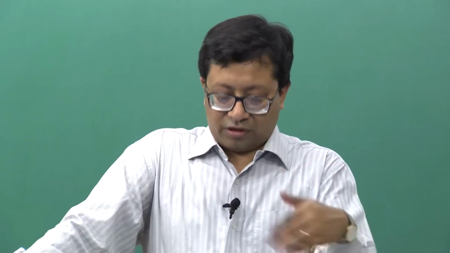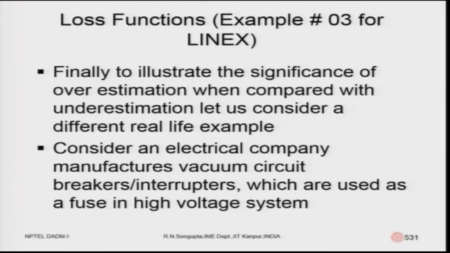So, in case you had overestimated it, made it at 14, obviously you would have stopped working on the machine after the 14th month and changed the circuit breakers, hence your initial production could have been high, but in case there is a catastrophic loss, the overall loss would have been much higher because the probability would be much higher as it is 14 and not 12. So, in this case you will be tempted to take the value of A in such a way that overestimation would be more penalized. So, let me read it as it is written. Finally, to illustrate the significance of overestimation when compared with underestimation, let us consider a different life example.